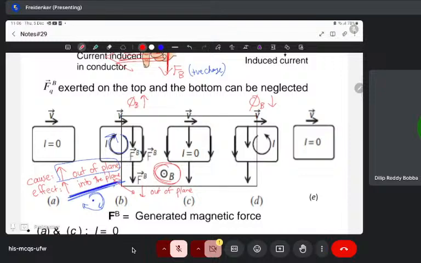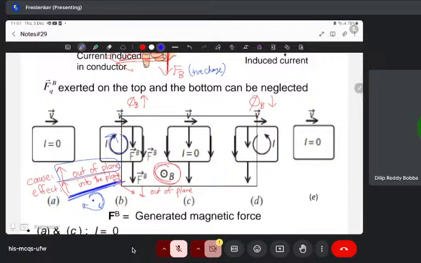How do you decrease in the out of the plane direction? Basically, you increase in the into the plane direction. So you take the thumb of your right hand and point it in this direction, into the plane, and rotate your fingers. You will get the clockwise direction.